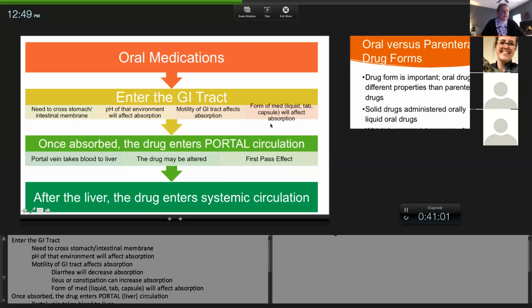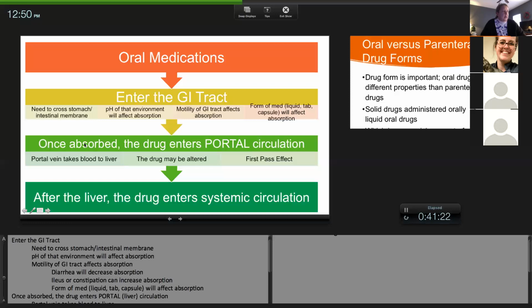And then what is the formulation? Obviously, when you give a liquid, it's already a liquid. Is it a capsule? Is it enteric coated? Is it just a tablet, just not coated? Different medications have different coatings for a reason, for how they're going to be absorbed.